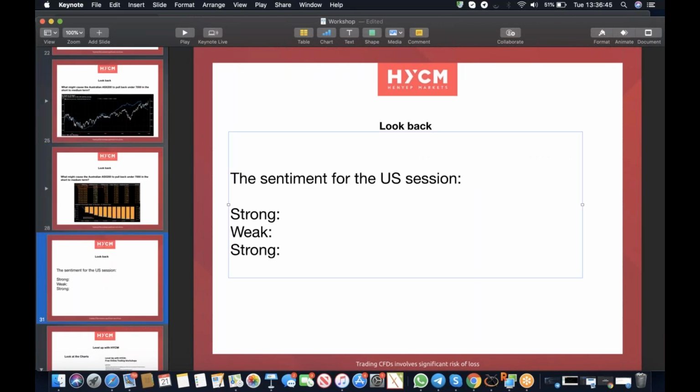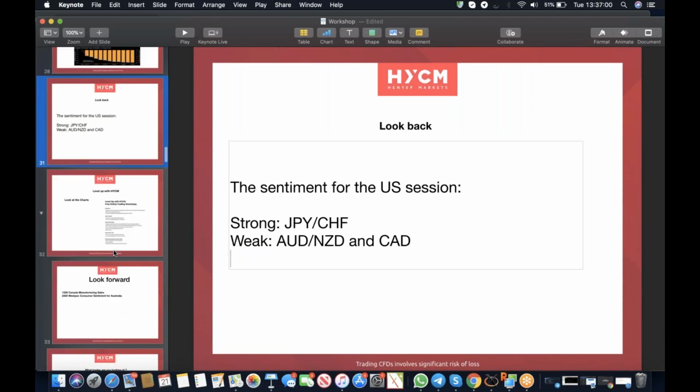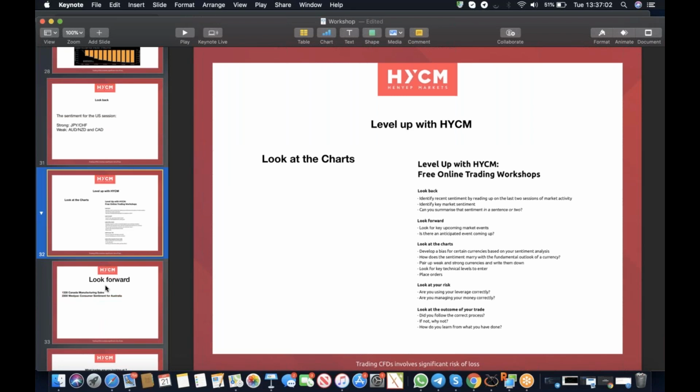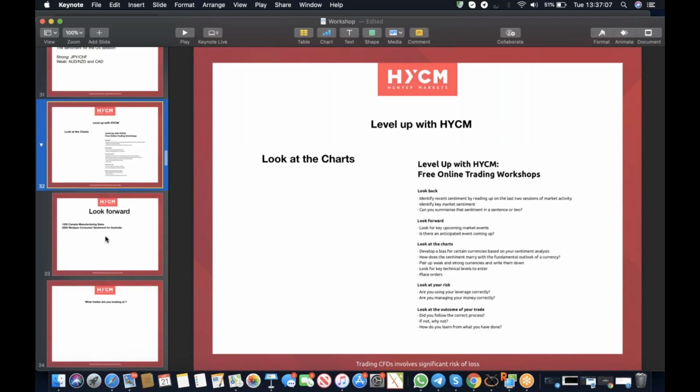So, sentiment for the US session: we've already seen strong Japanese yen and Swiss franc, and a weak Australian dollar, New Zealand dollar, and potentially CAD. So we want to pair those up with each other. That would be the sentiment for the US session. Now, looking at the charts, we did that earlier. Just do the same for the US session. I can leave you to do that. If you've got your own technical system, use your own technical system. Just pick the currencies which are most likely to be strong or weak.